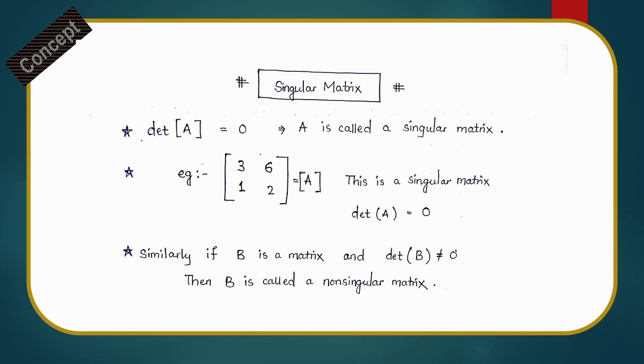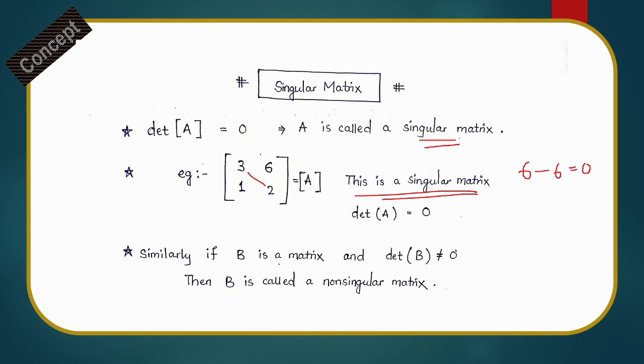So what is a singular matrix? A matrix with determinant of A equal to 0 is called a singular matrix. Example: suppose we take the matrix A as 3, 6, 1, 2, and we calculate the determinant. 3 into 2 is 6, minus 1 into 6 is 6, 6 minus 6 equal to 0. So the determinant equals 0, and you can say this is a singular matrix.